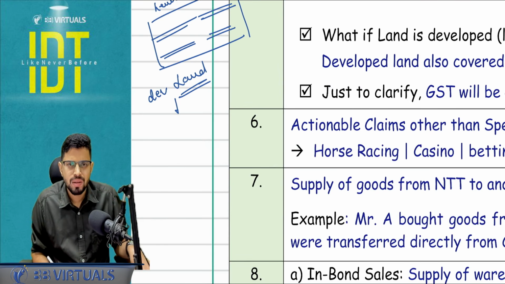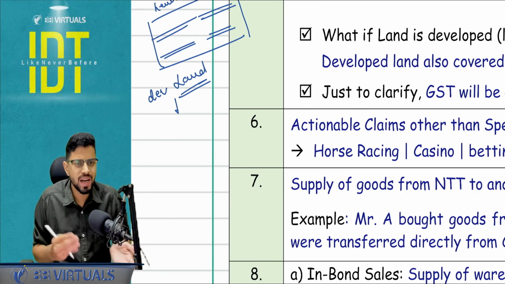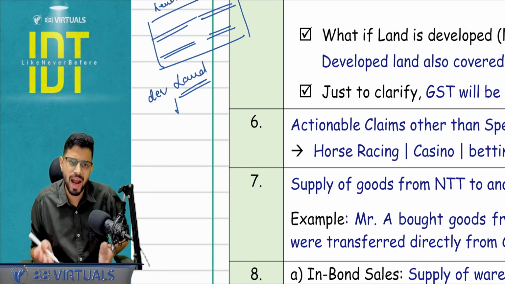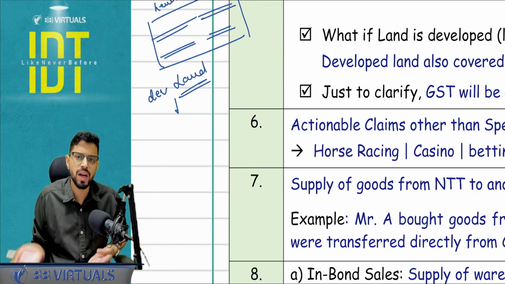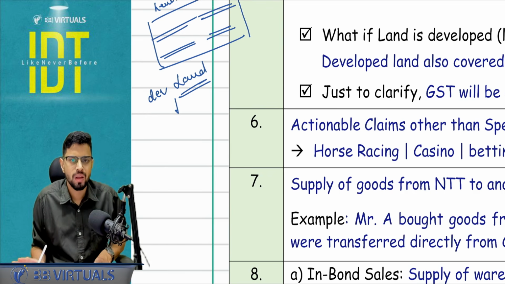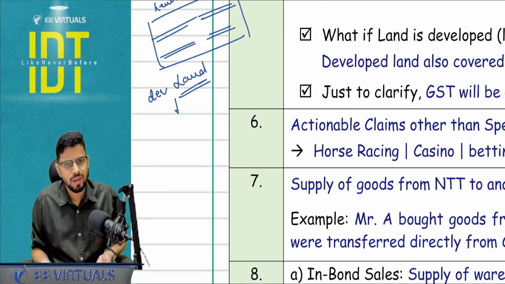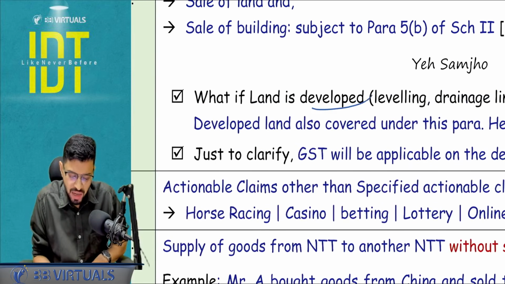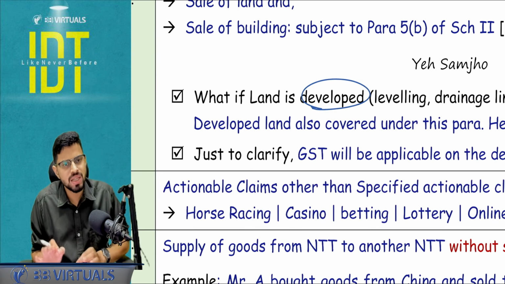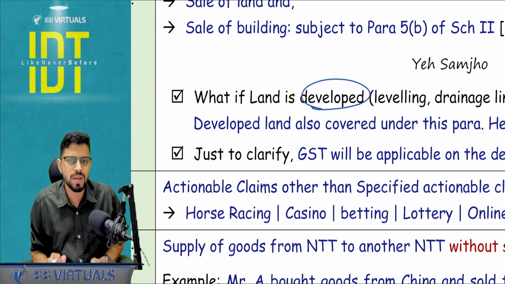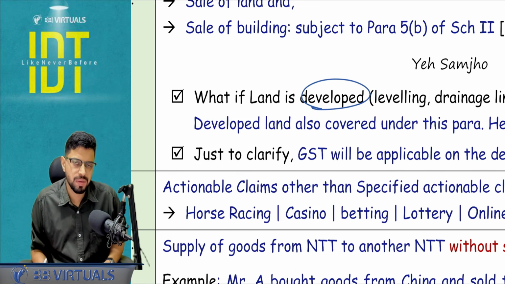Yes. You sell a land or you sell a developed land, it is non-supply because land is land. Be it developed or underdeveloped or raw, it is land. This just clarifies that even if the land is developed, it does not matter. It will still be covered under this paragraph and it will not be a supply.